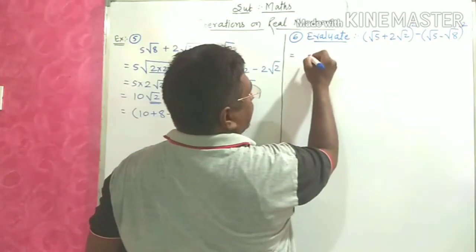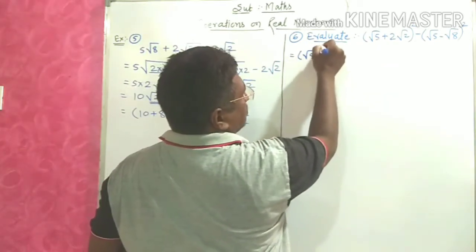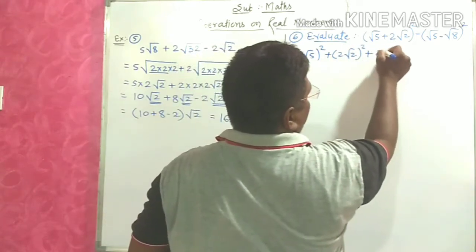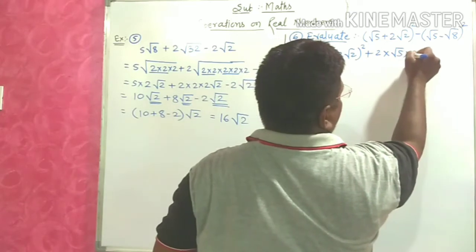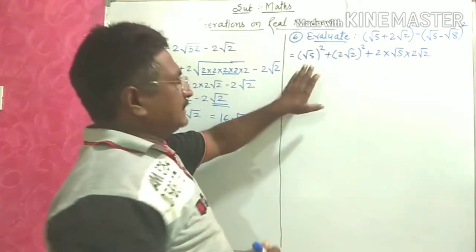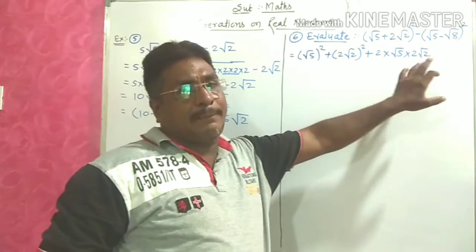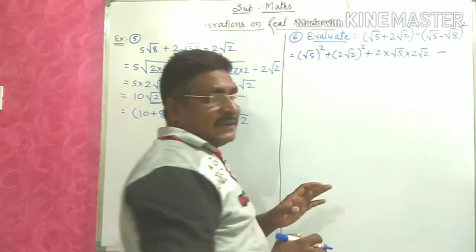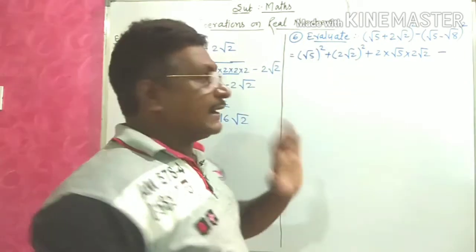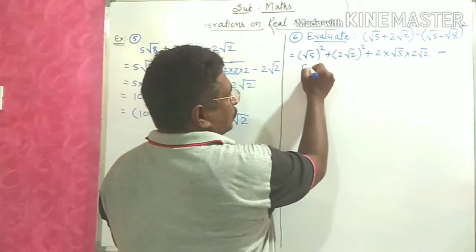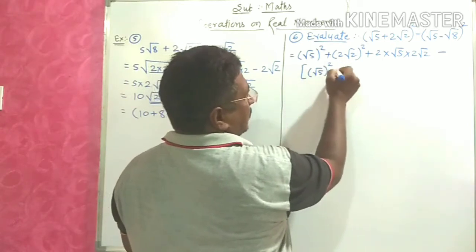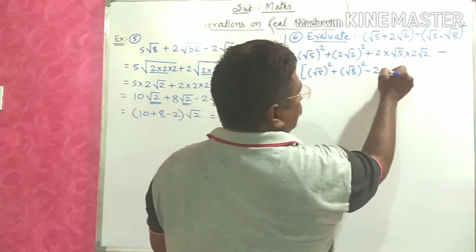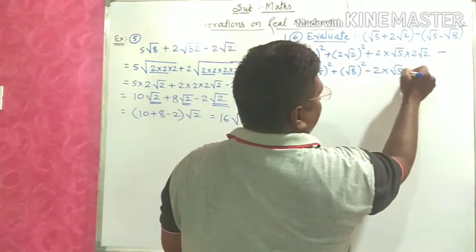So what is this here? Root 5 whole square plus 2 root 2 whole square plus 2 into root 5 into 2 root 2. a square plus b square plus 2ab. Understood, students? Minus. Whenever the minus sign comes, the next term we have to write in the bracket only. So root 5 whole square plus root 8 whole square minus 2 into root 5 into root 8.